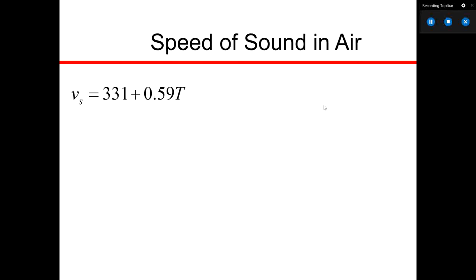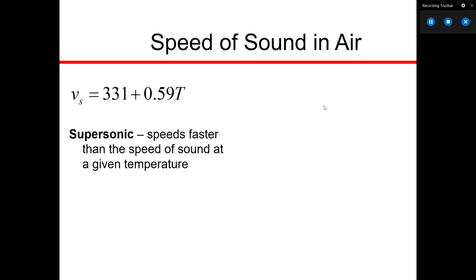Okay, in air, our speed of sound equation is 331 plus 0.59 T, where T is the temperature in Celsius. So as we increase the temperature, the air molecules can actually move faster, allowing sound to travel faster. So at a higher temperature, we have a higher speed of sound. At low temperatures, we would have a lower speed of sound.